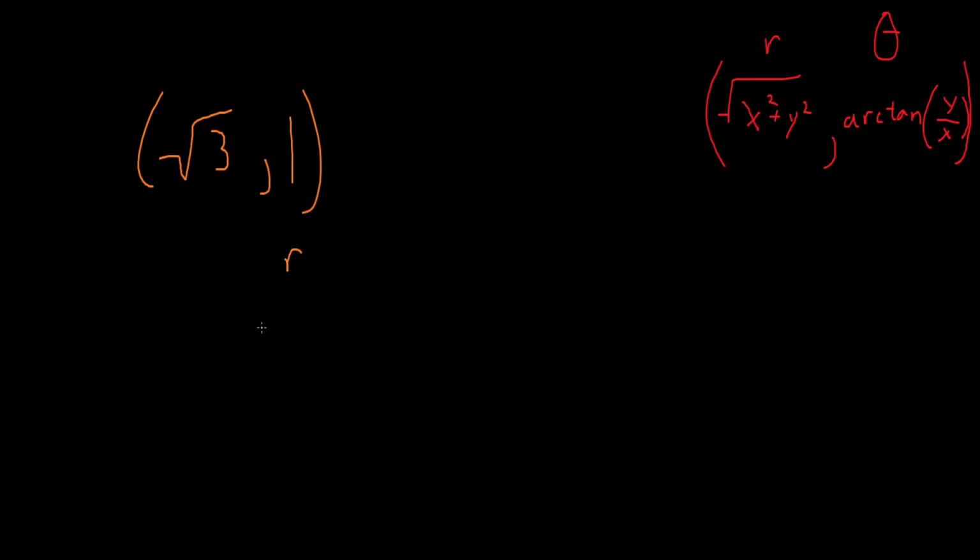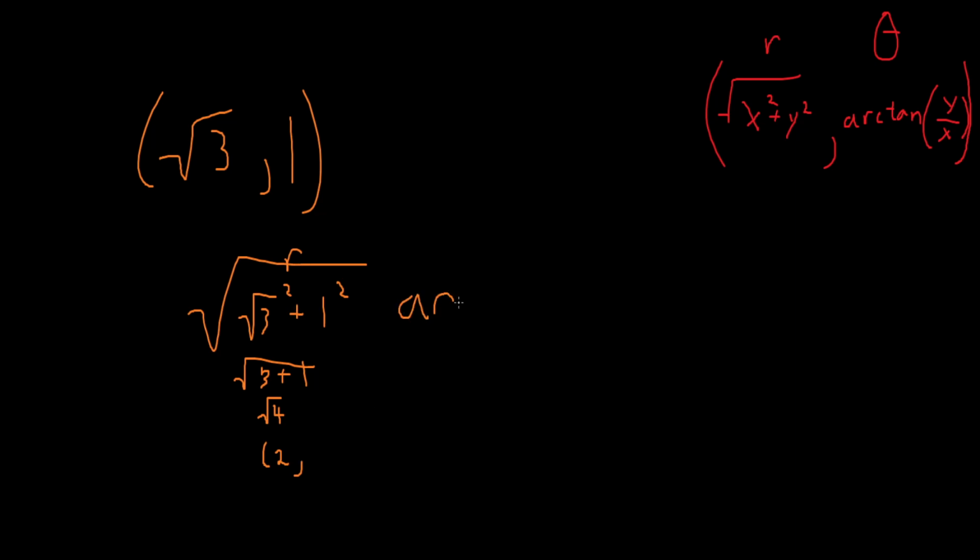So let's see. r would be the square root of 3 squared plus 1 squared, and then we'll take the square root of that. So square root of 3 squared, that's 3, plus 1 squared, that's 1. So that would be 3 plus 1, that's 4. Square root of 4 is 2. So we have positive 2 for our radius.